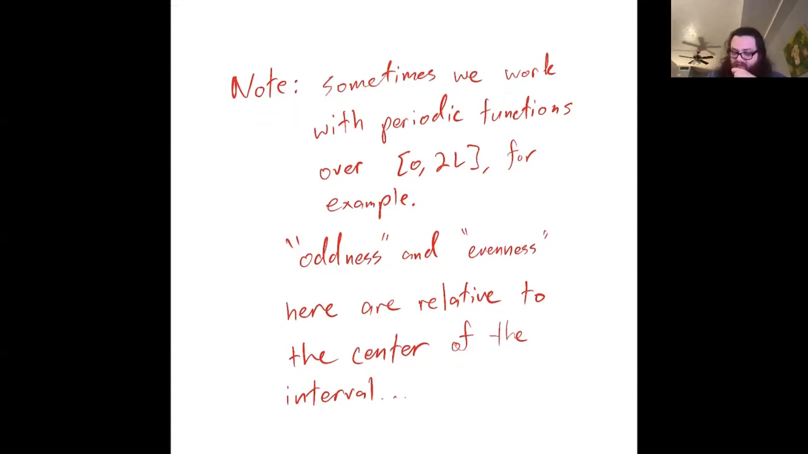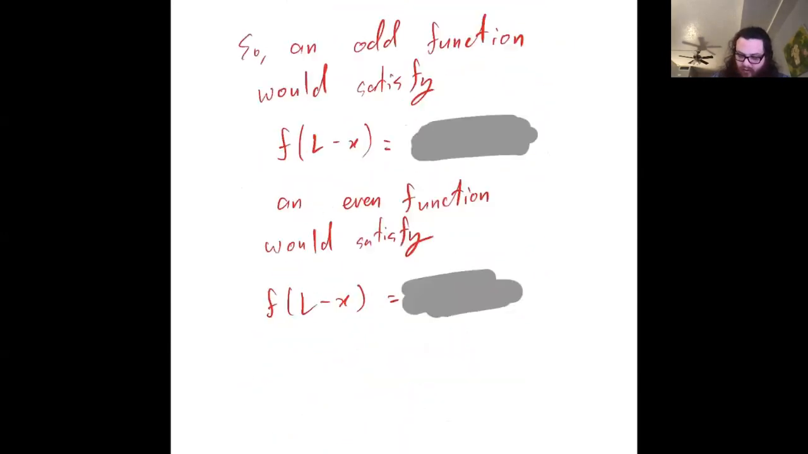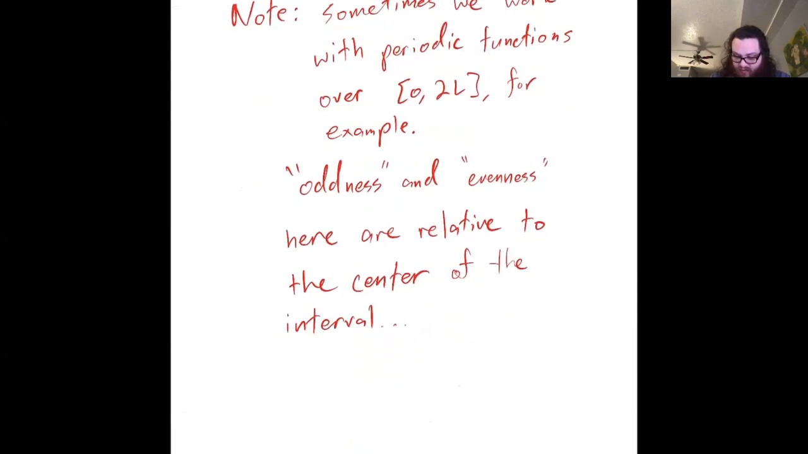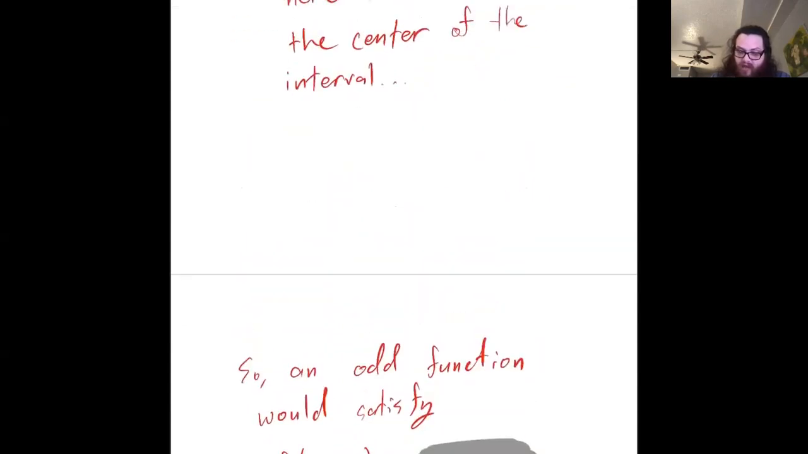And so that's one of the homework problems, to look at aspects of that. But the point I want to make is that we can still define a notion of odd and even function. It's just they're going to be relative to the center, or half the period, of the function. Okay. So what do I mean by that? So oddness and evenness are relative to the center of the interval. So I can draw a picture.